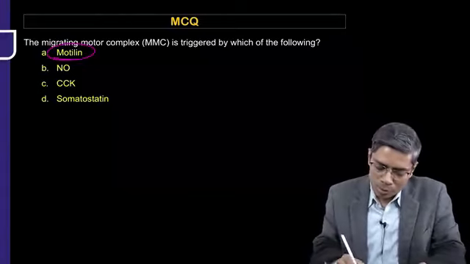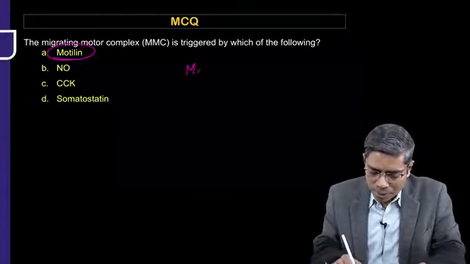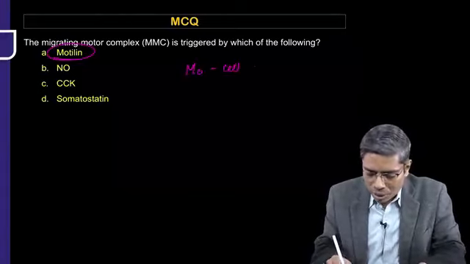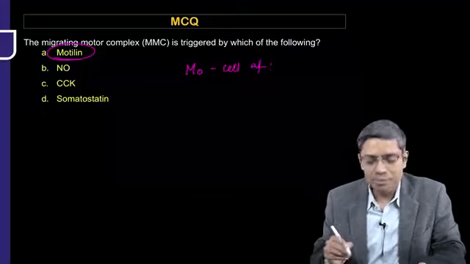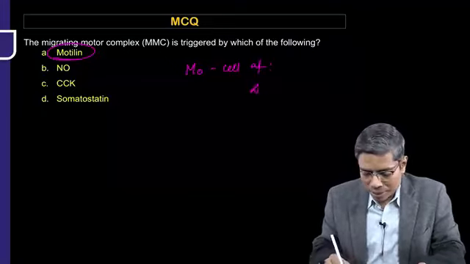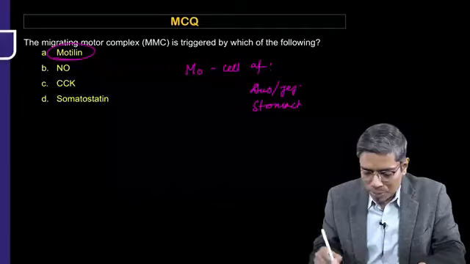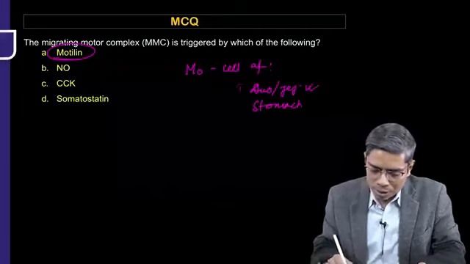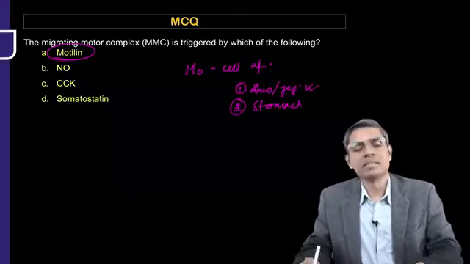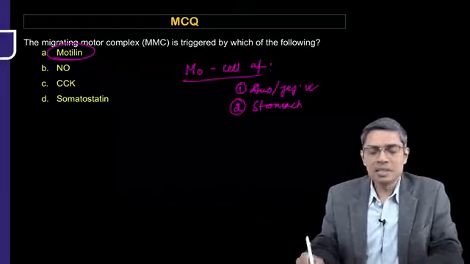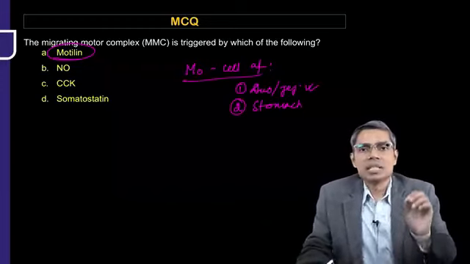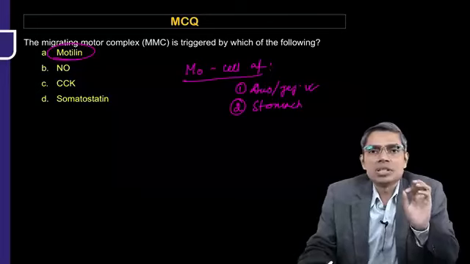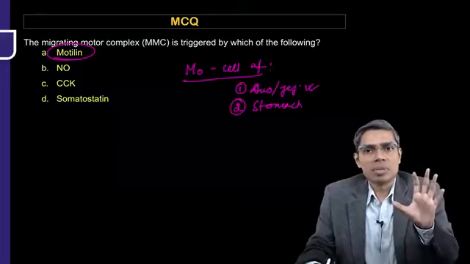Please remember, motilin is secreted from the MO cell of the duodenum and jejunum, that is the small intestine. It can also be released from the stomach, but remember the main site is the duodenum and jejunum and the second release site is the stomach. So the MO cell releases motilin. Motilin causes initiation as well as regulation of the migratory motor complex.